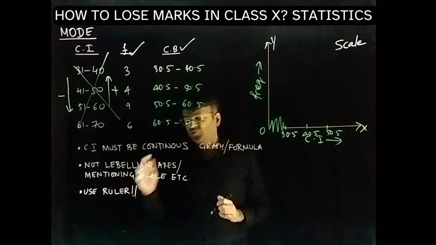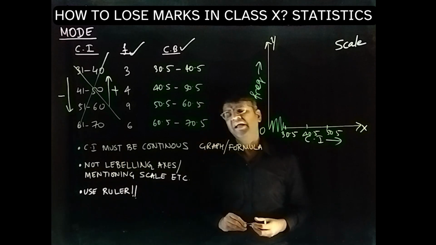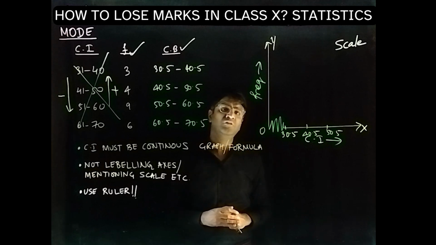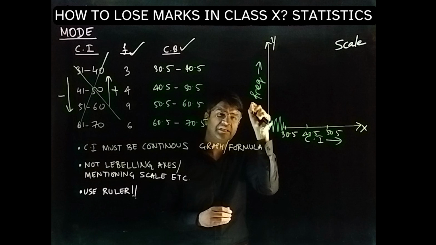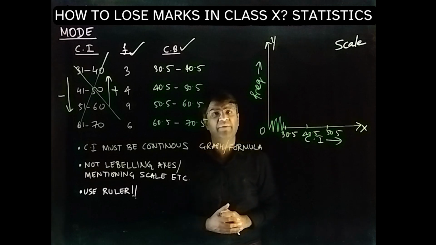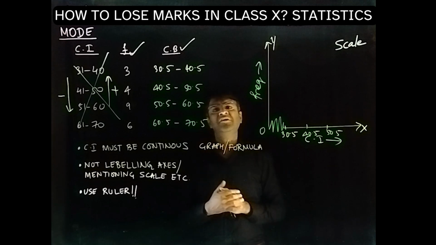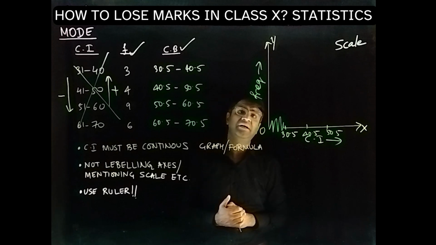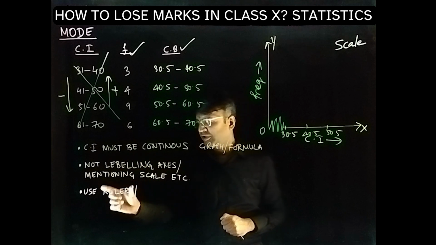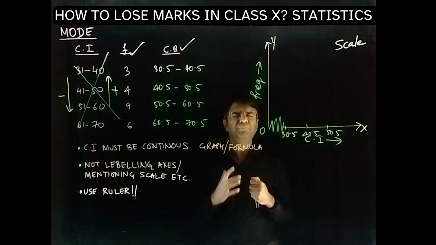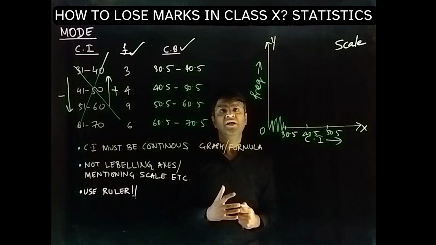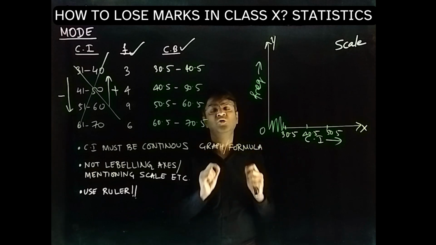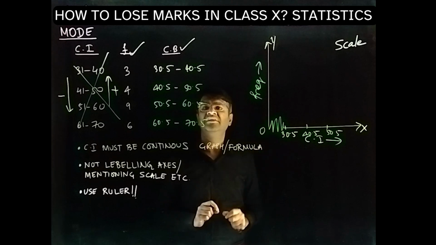Now, this one, ruler. You see, I have seen students, I don't know for what joy, they do not want to use a ruler while joining especially the top ends of the histogram. Now, this will affect your answer negatively, which means you may not get the accurate answer. Now, the use of ruler. Please, for heaven's sake, you use ruler throughout the histogram. Do not do anything freehand except the kink.